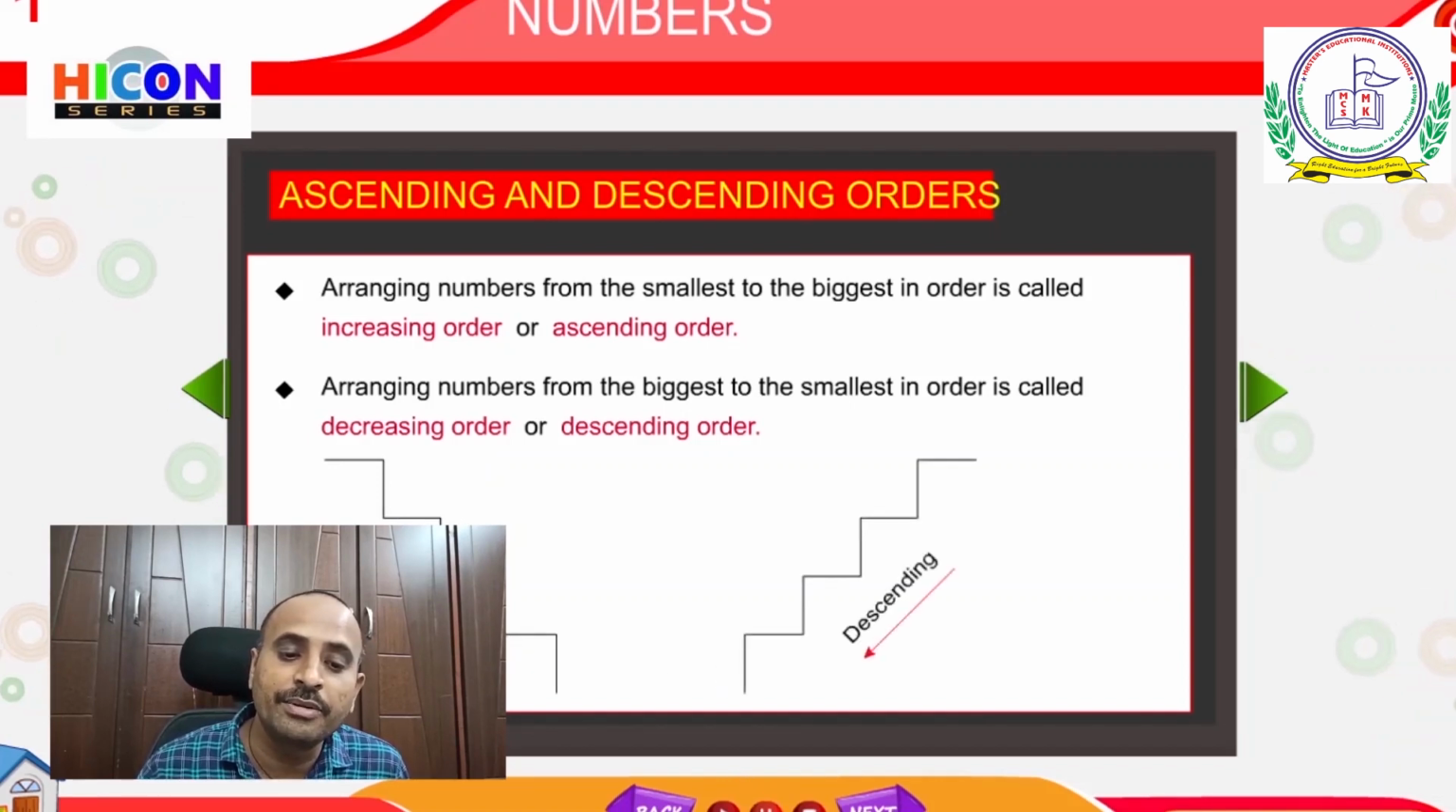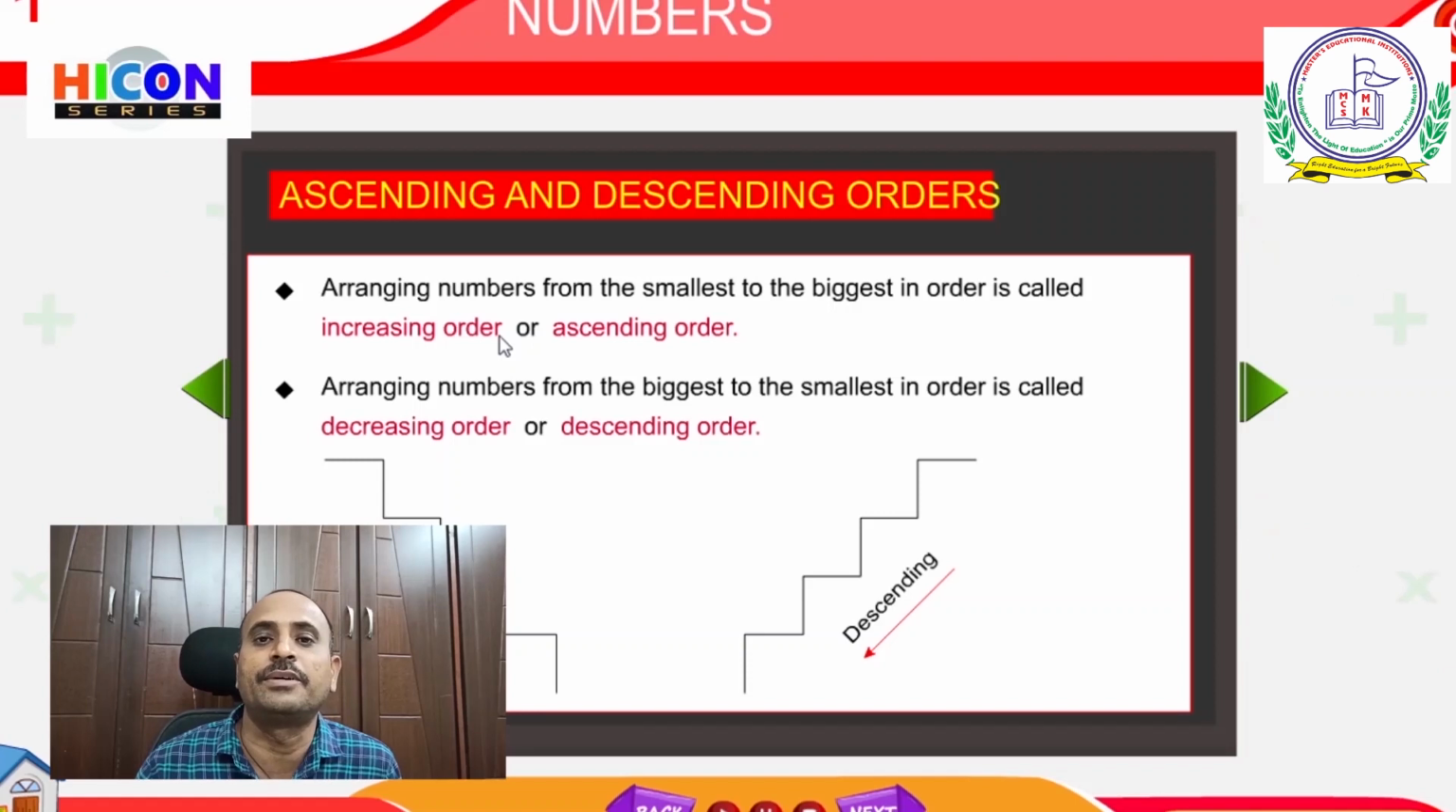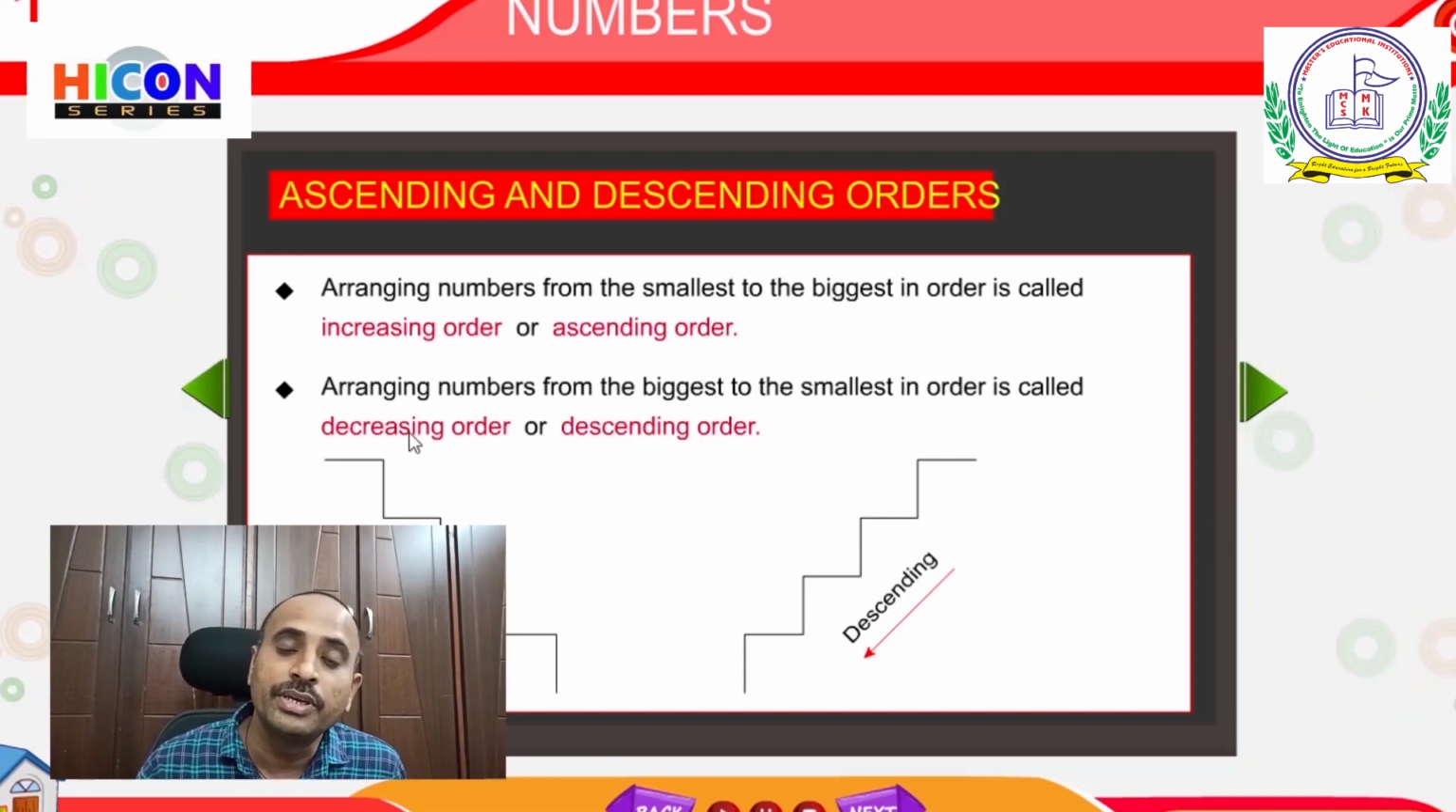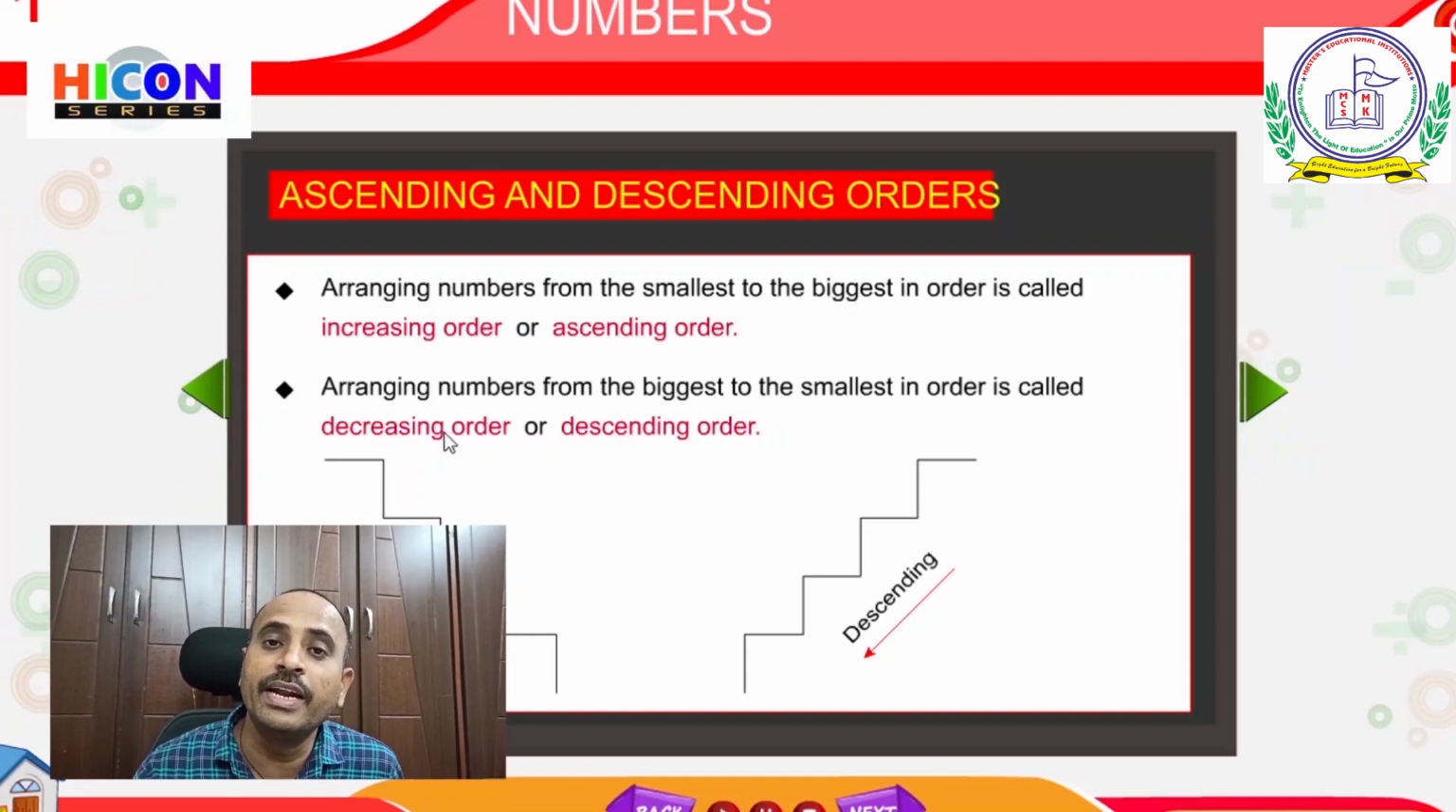So ascending order means increasing order. That means we have to write the numbers from smallest number to greatest number. Then that arrangement is called ascending order or increasing order. So descending order, decreasing order. So if we arrange the numbers from greatest number to smallest number, then that arrangement is called decreasing order or descending order.